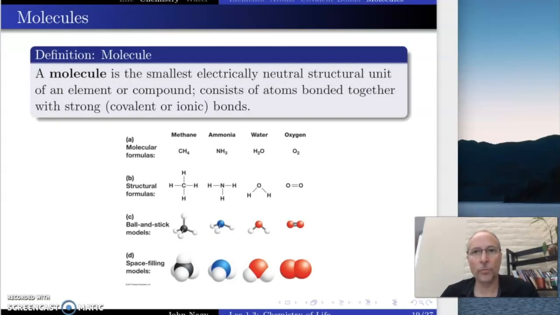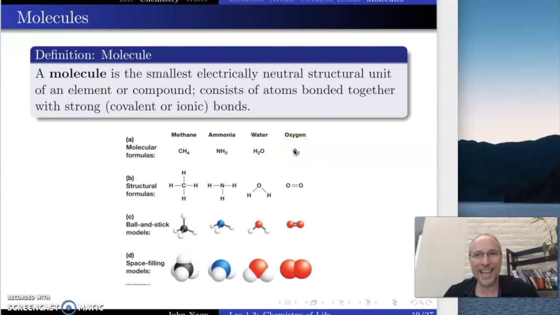Now that we have an idea of what bonds are about, especially covalent bonds, let's look at the structures that these bonded elements can actually make. For example, we had seen methane before, and methane is represented as CH4. That's the molecular formula. And we had also looked at ammonia, NH3, water, H2O, and you can also have oxygen. If you look at molecular oxygen, the oxygen in the atmosphere is O2.